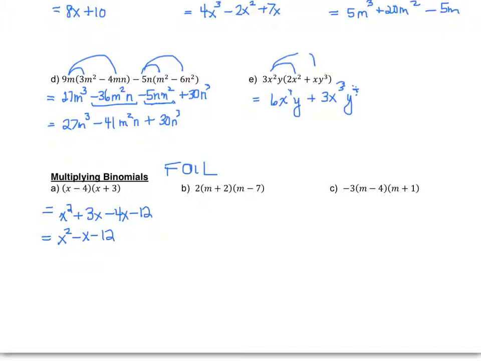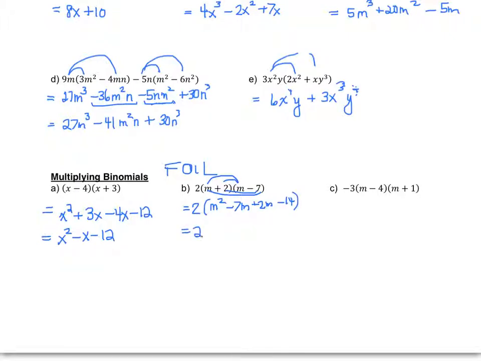When there's a number out front, what you should do is leave that number alone first, and then we'll multiply out the brackets using FOIL. So again, multiplying the first terms in each bracket. So m times m is m squared. Then outsides, minus 7m. Then insides, so plus 2m. And then lasts, minus 14.